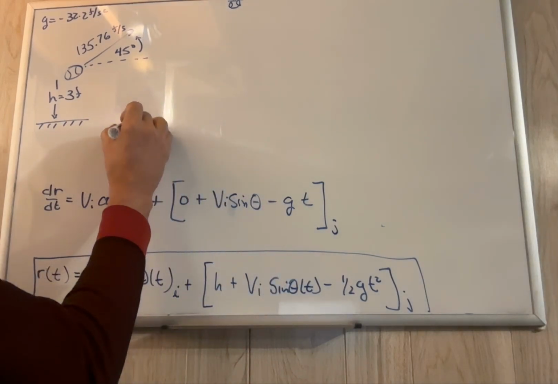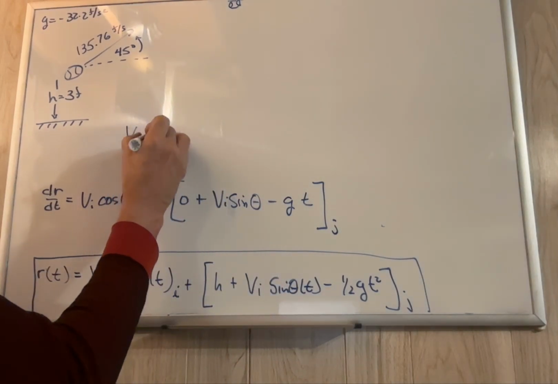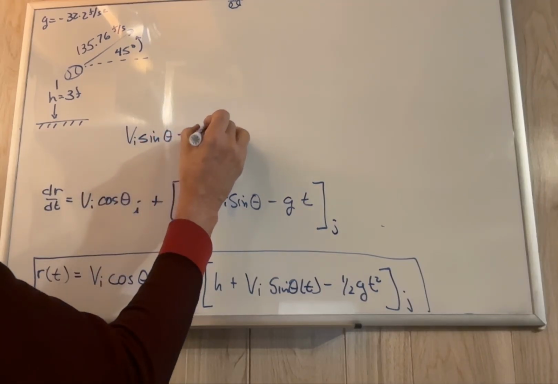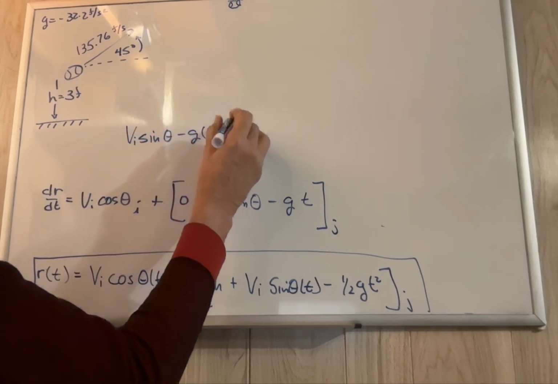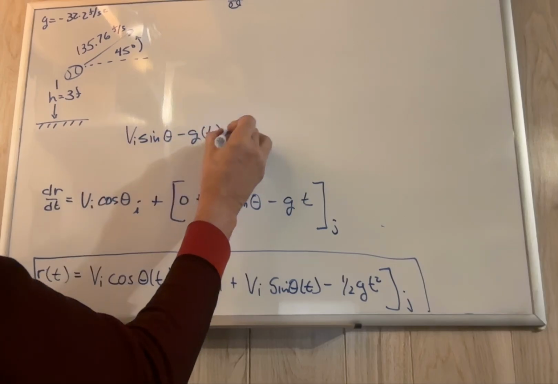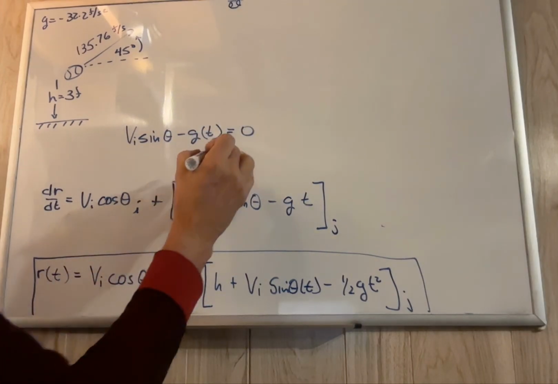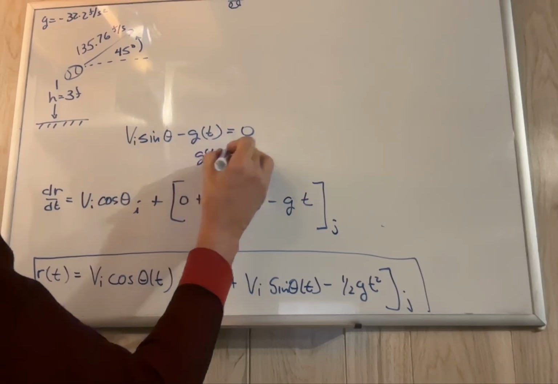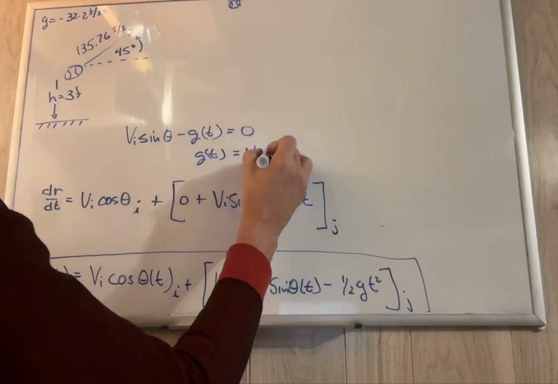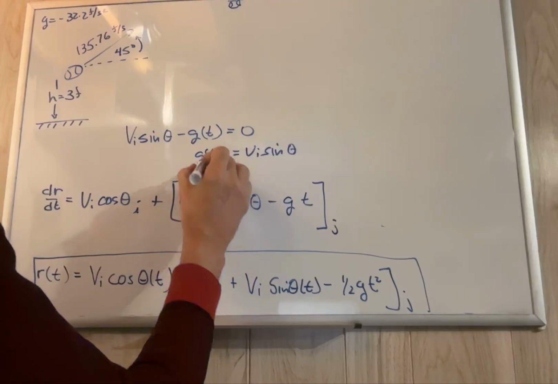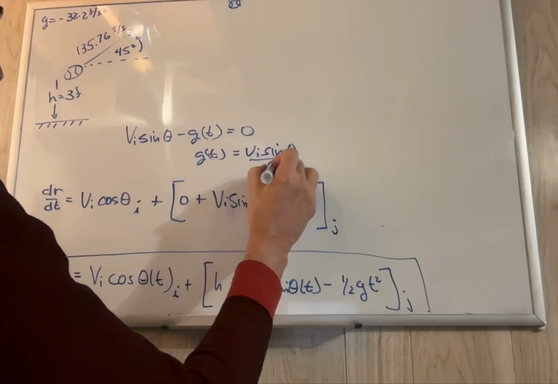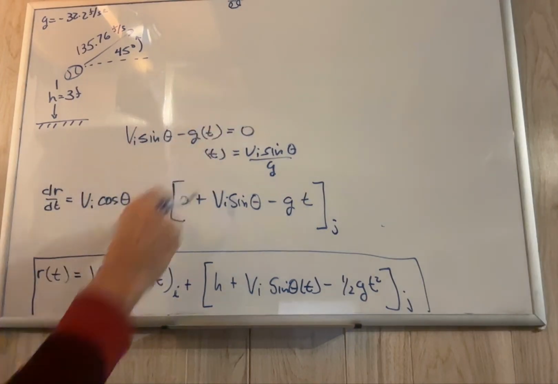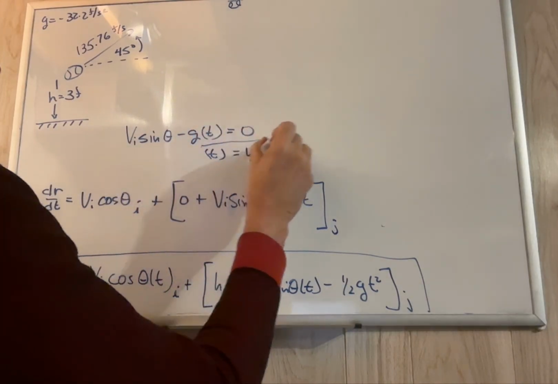Now what we have to do is find out when this thing is 0. Well, we'll just put this in here then. Velocity initial times sine theta, minus gt, is going to be equal to 0. Then gt is going to be equal to velocity initial times sine theta, so velocity initial sine theta divided by g is going to be equal to our t. The negatives go away, so this is going to be our t.